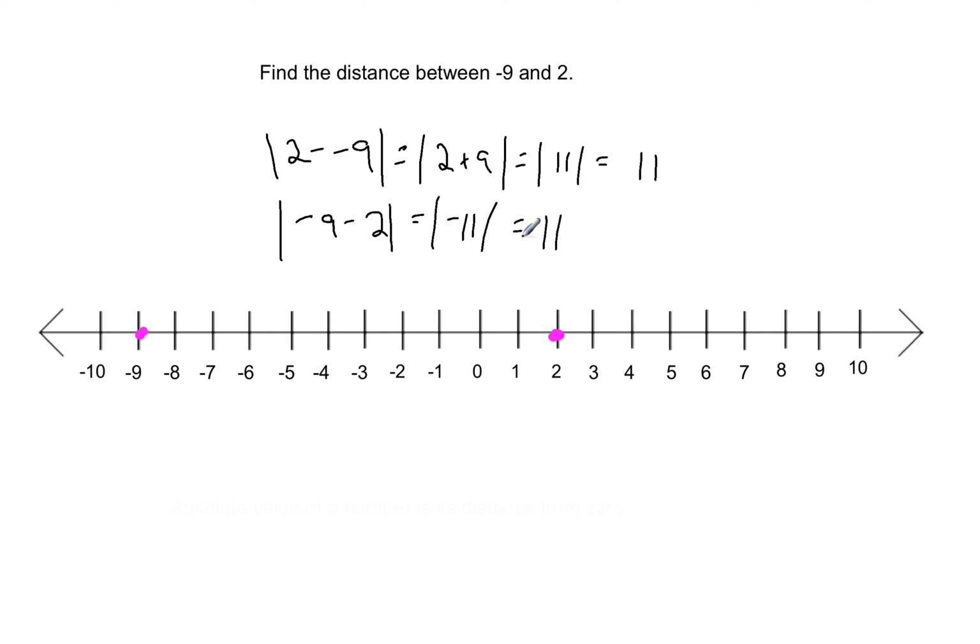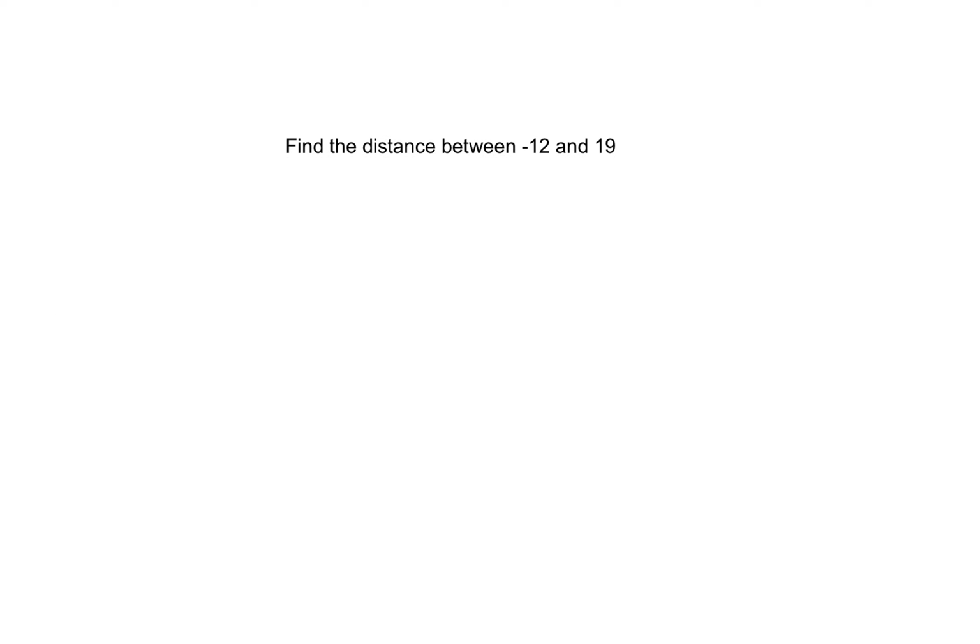Now, very often we're given a question asking us to find the distance between two numbers that cannot be graphed on a number line, or for which it would be impractical to graph it on a number line. For example, if I'm asked to find the distance between negative 12 and positive 19. But I'm going to use exactly the same method as I did before. I'm going to take the absolute value of 19 minus a minus 12.